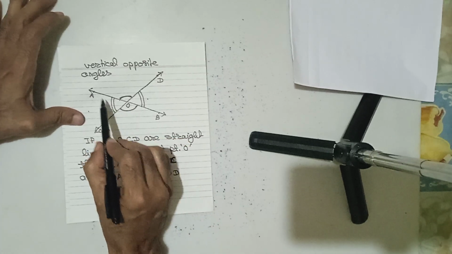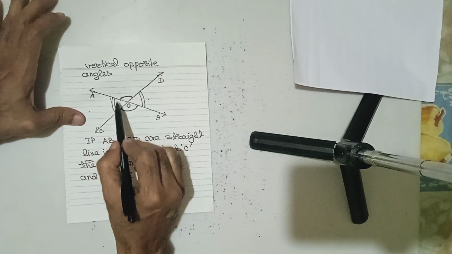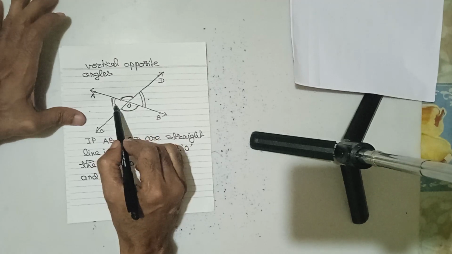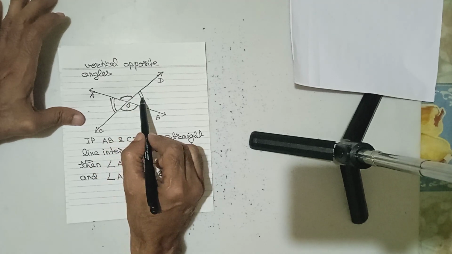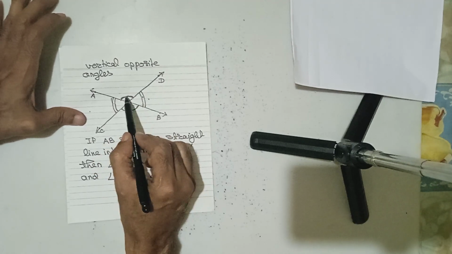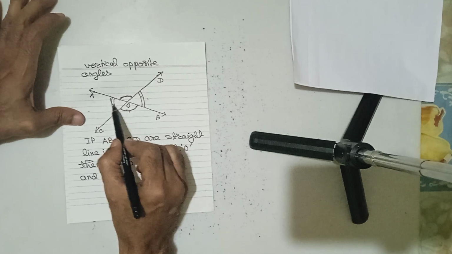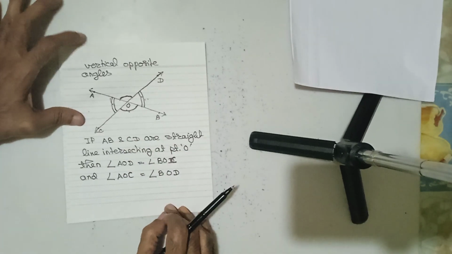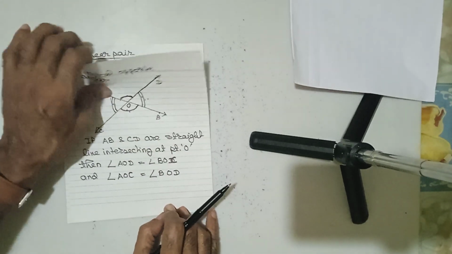But we cannot say that this angle is equal to this angle. The sum of these two angles will be 180 degrees, and the sum of these two angles will be 180 degrees. But this angle will be equal to this angle, and this angle will be equal to this angle. These are the vertically opposite angles.